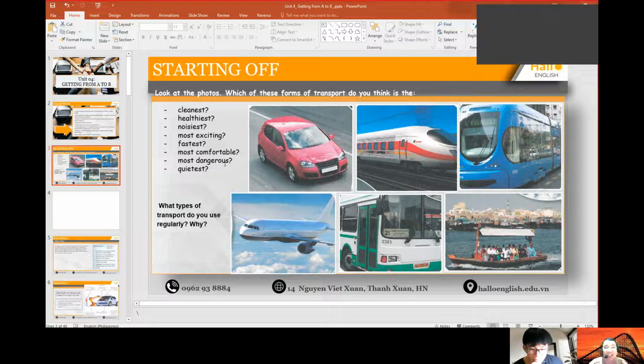But not all adjectives can take the -est ending. Sometimes we just have to put "most," like most exciting, because there is no word such as "excitingest." That would be wrong. Then most comfortable, there is no word such as "comfortablest." And then most dangerous, there is no word such as "dangerousest." That's why we use the most.